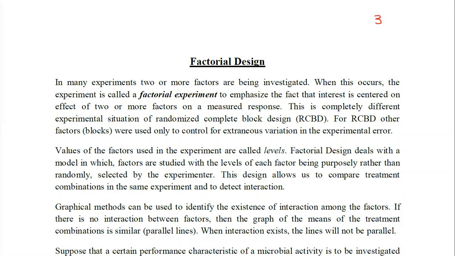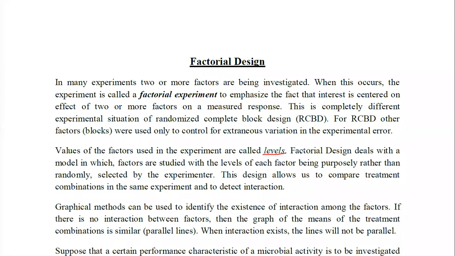Therefore, to overcome all those problems, we can apply this factorial design. When we apply factorial designs, we have values for the factors used in the experiment, and we call them levels. In the factorial design, we may have two or three or more factors. Then for each factor, we may have levels.